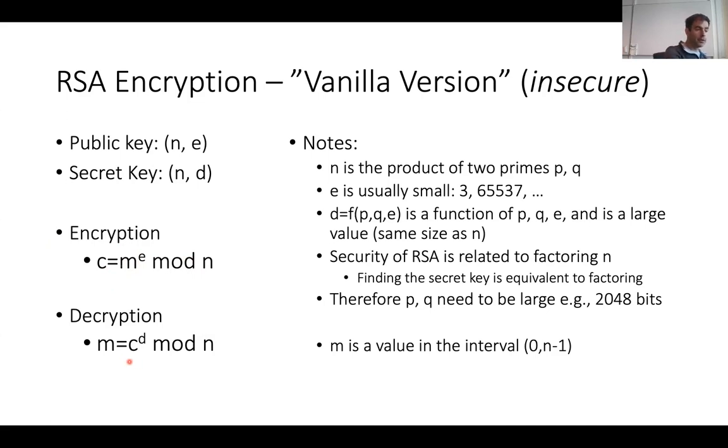Decryption works very similarly. You take the ciphertext C, raise it to the secret exponent D, and then take modulo N. Because of the way that E and D are chosen, that gives you the message M. So this is a good time to go to the board and look at a few more details about how modular arithmetic works and how RSA works. So let me stop.